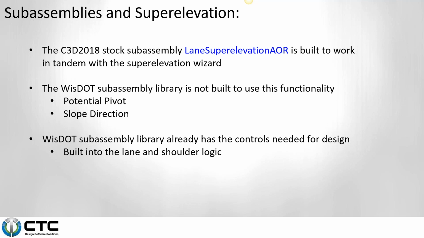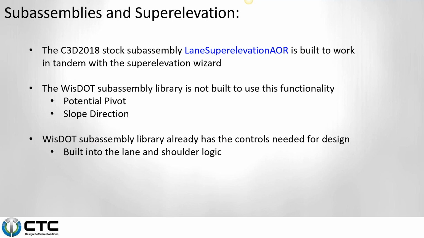In 2018, there is a stock subassembly, the Lane Superelevation AOR. It is built to work in tandem with the Superelevation Wizard built into Civil 3D. The WisDOT Subassembly library is not built to use these functionalities, which is the basic potential pivot, slope direction, all those things that you will see in that Lane Superelevation AOR. The WisDOT Subassembly library has tools and features built into the subassemblies that has things already set up to control what's needed for the design. It's basically built into the lane and shoulder logic on how it handles superelevation.